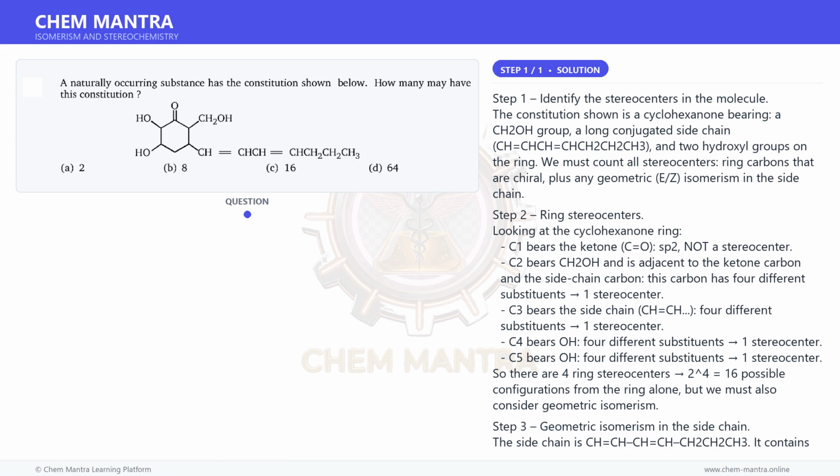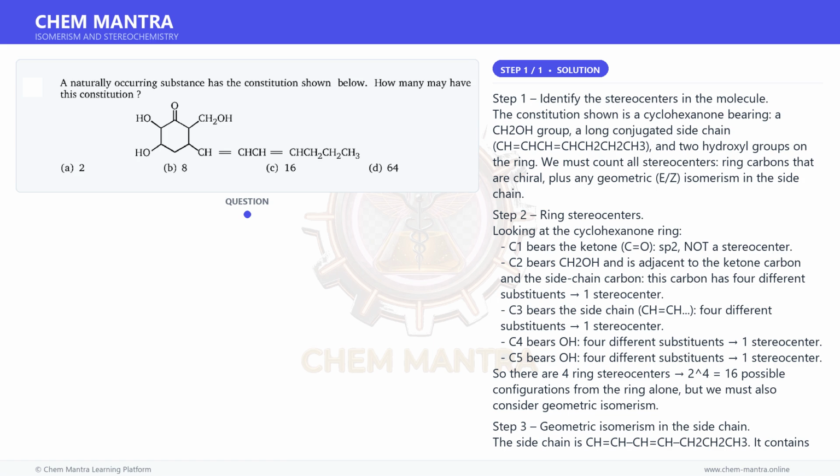C3 bears the side chain, CH=CH. 4 different substituents, 1 stereocenter. C4 bears OH, 4 different substituents, 1 stereocenter. C5 bears OH, 4 different substituents, 1 stereocenter.